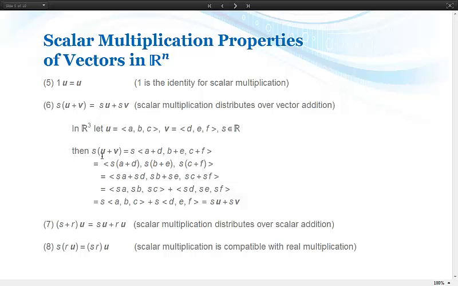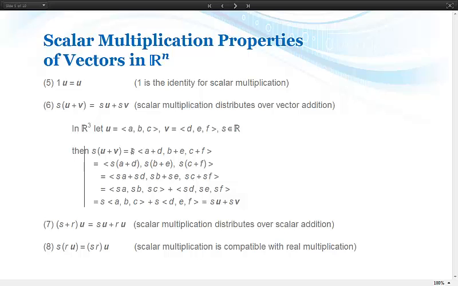Then by definition, using my parentheses, the first operation I have to do to compute s times u plus v is to add the vectors u and v. Well, what is u plus v? With these definitions, u plus v is: the first element is a plus d, the second element is b plus e, the third element is c plus f. And that's what I scale by my scalar s.